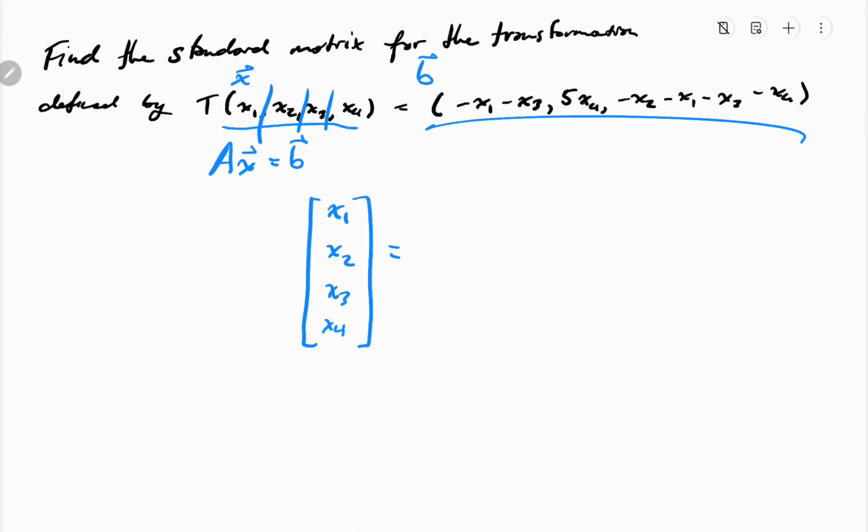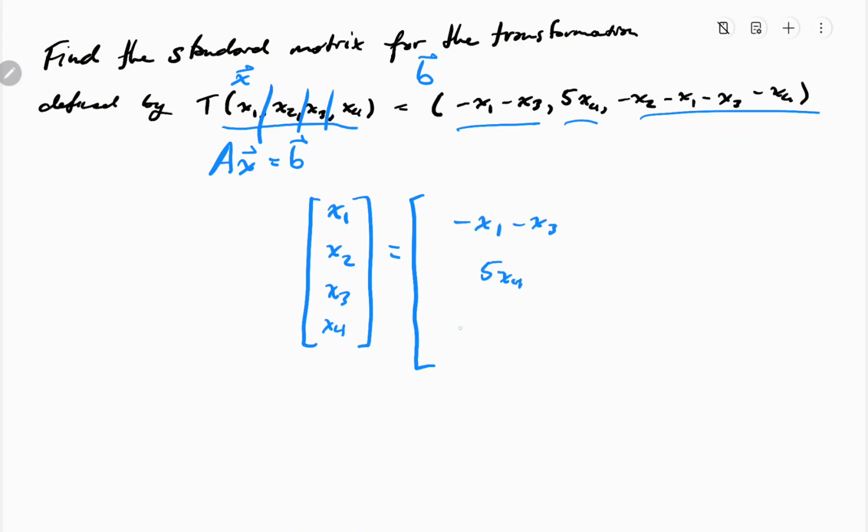And then we actually have only 3 here. We have 1, 2, and 3. So we have negative x1 minus x3, we have 5x4, and then we have negative x2 minus x1 minus x3 minus x4.